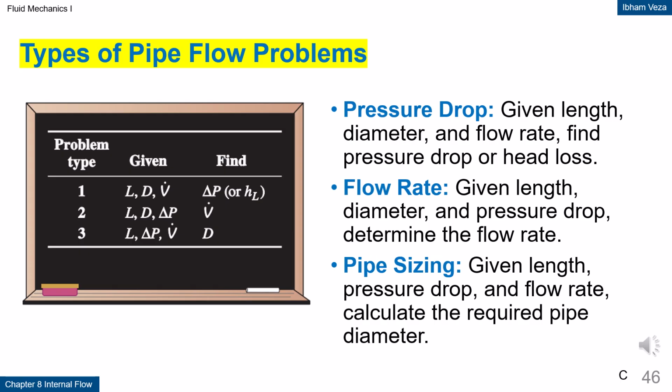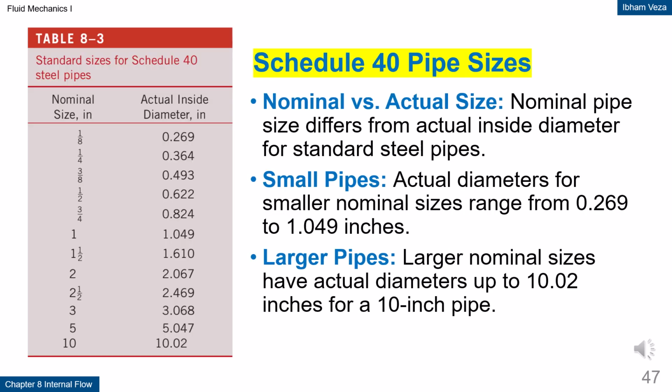In pipe flow analysis, there are usually three main types of problems. The first type is to determine the pressure loss when the geometry and flow rate are known. The second type is to determine the flow rate when the geometry and pressure loss are known. The third type is to determine the pipe diameter when the flow rate and pressure loss are specified. These three types of problems cover almost all practical design cases.